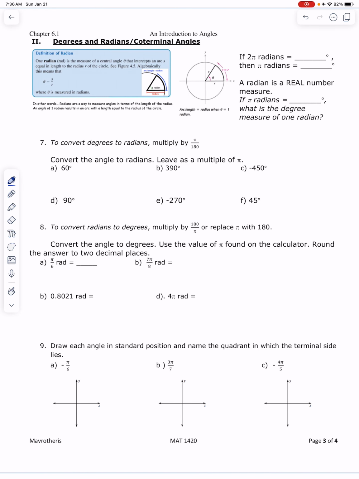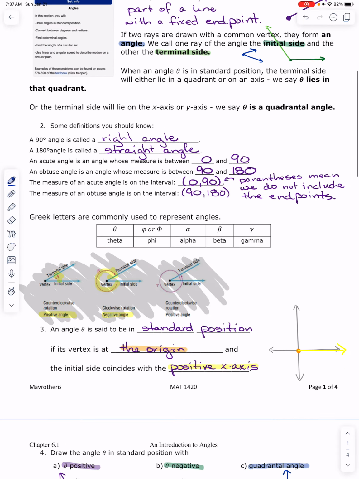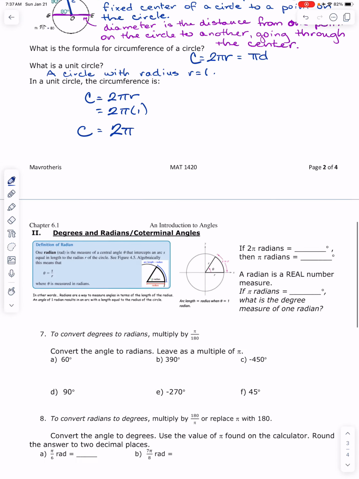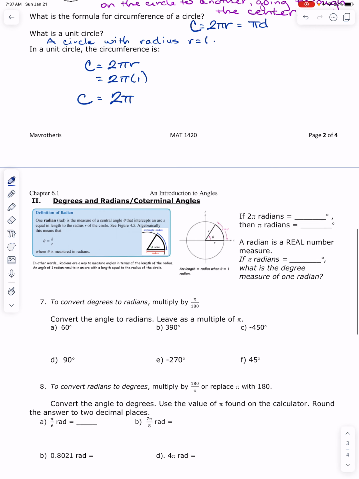Welcome back. 6.1, Chapter 6.1, An Introduction to Angles. This is page 3, and this is where we start getting into the math, so this will take a little longer. This may be one where it is helpful to pause and repeat, depending on how comfortable you are with radians. You'll notice every time I add on a recording for a new page, the two previous pages are in here, so that we can refer back if we need to.